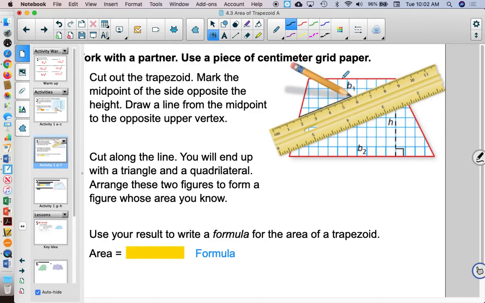Now, arrange these two figures to form a shape or a figure whose area you're going to be able to know. You're going to manipulate these. Manipulate these two pieces into a shape that you understand and know how to calculate the area for. It's kind of like putting together a puzzle piece. Put the puzzle piece together to where you see the shape that these two now create.